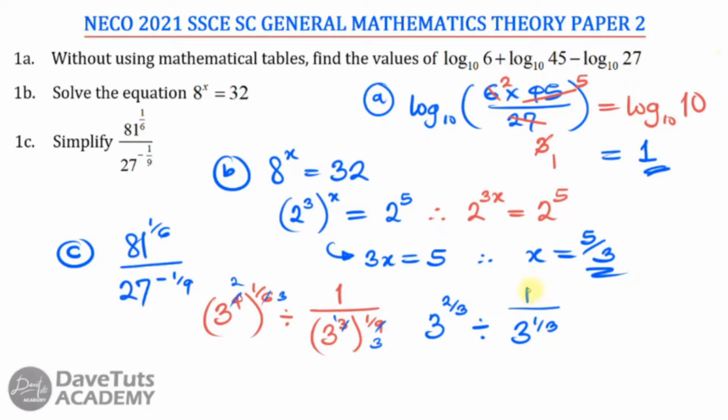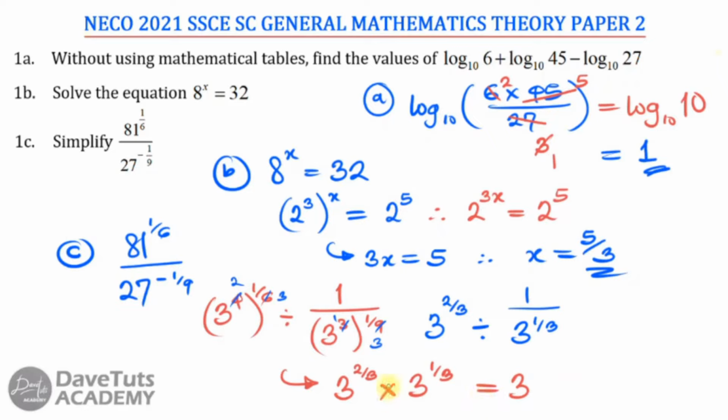Numerator will go to denominator, denominator will go to numerator. So what we have here inherently is that we're having 3 raised to the power 2 over 3 multiplied by 3 raised to the power 1 over 3, because since we have turned division to multiplication, then this numerator and denominator must change. And this, we can just say we want to take one base.